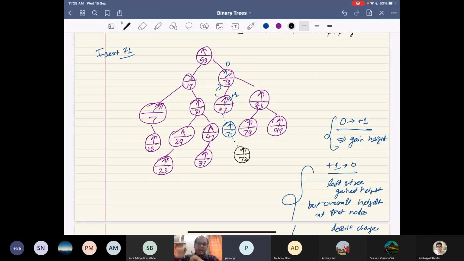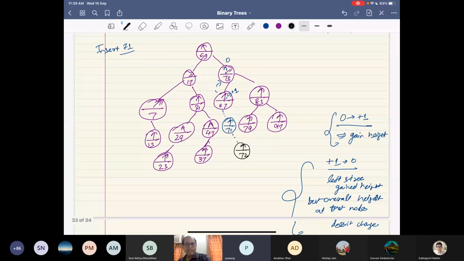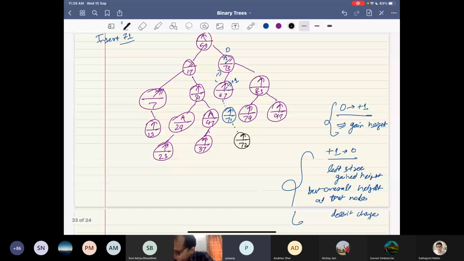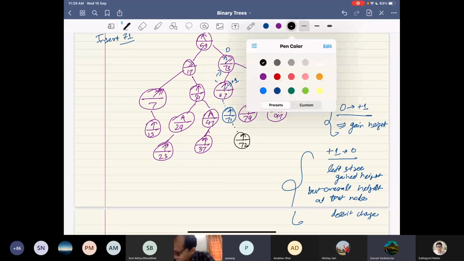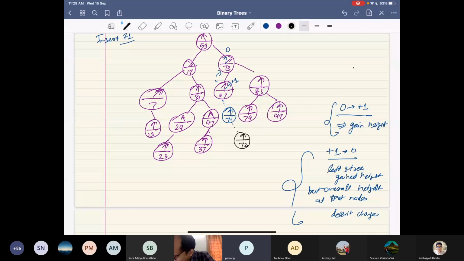Now I have to go up and check for the balance factor. So I go to 71. What happens at 71? Its balance factor becomes +1. Let me use black for it. So it has gone from 0 to +1. That means the subtree has gained height, so I have to continue going up.